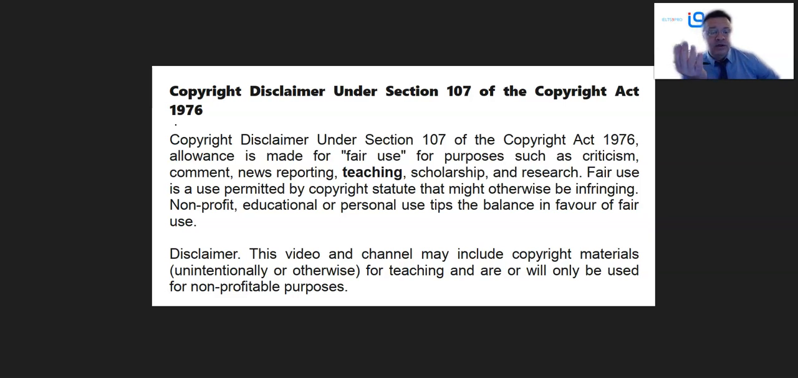So we did 4 Task 1s for Cambridge 17 and 16, and this is the first for Cambridge 15, Test number 1. So this is the one about tea and coffee drinking in Australia. You may have seen it.